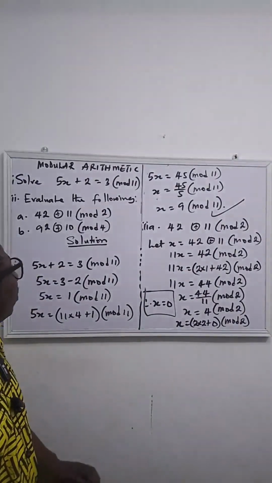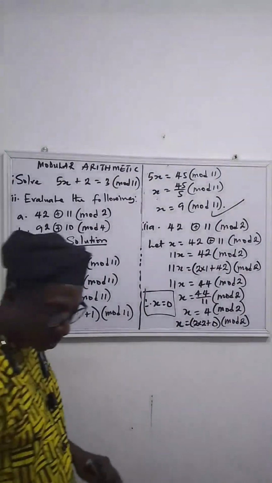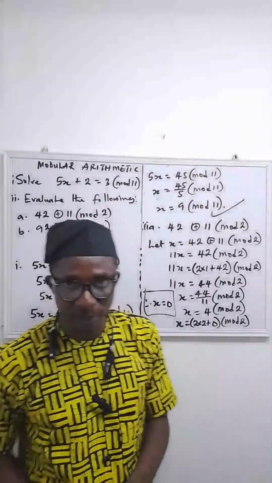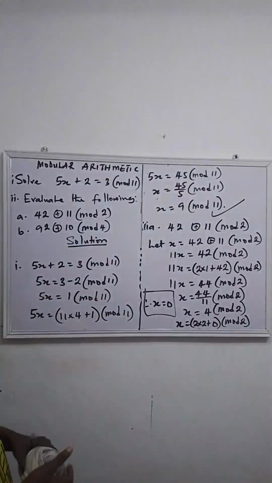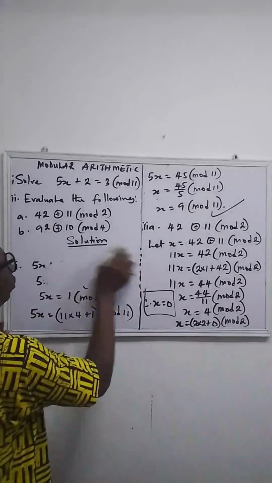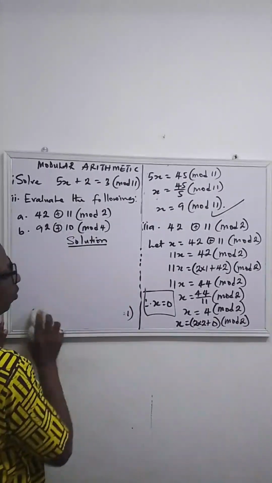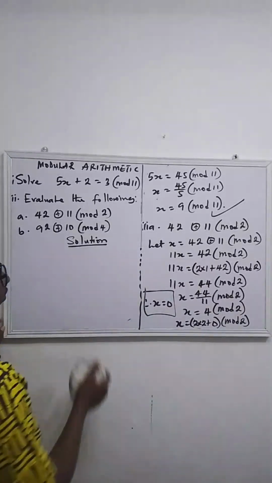All right, so let's look at the second one. Now try that second one in 1 minute and let me have your answer. Let's see what you're going to have for that. So do the B part of Roman numeral 2. Let's see what you have for that.